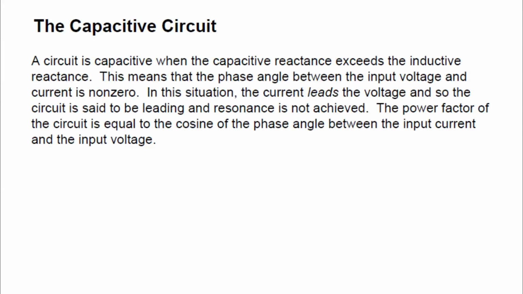All right, if we don't have a resonant circuit, if resonance has not been achieved, then it could either be a capacitive circuit or it could be an inductive circuit. So let's talk about the capacitive circuit first. We say that a circuit is capacitive when the capacitive reactance exceeds the inductive reactance. This means that the phase angle between the input voltage and the current is non-zero. In this situation, the current leads the voltage, and so the circuit is said to be leading and resonance is not achieved. The power factor of the circuit is equal to the cosine of the phase angle between the input current and the input voltage.